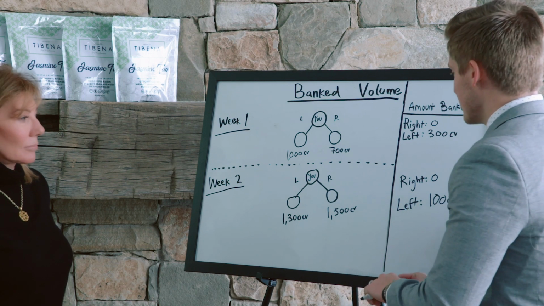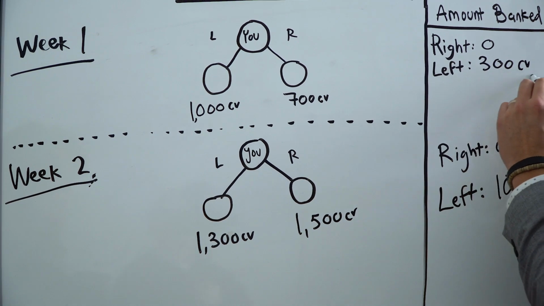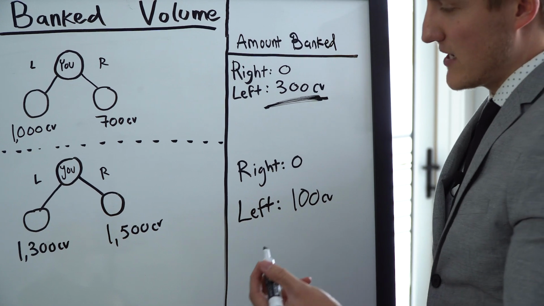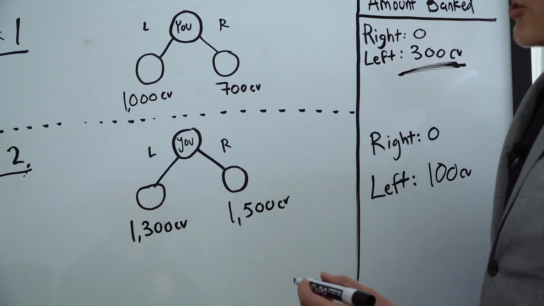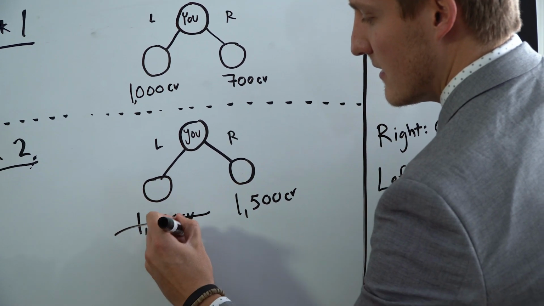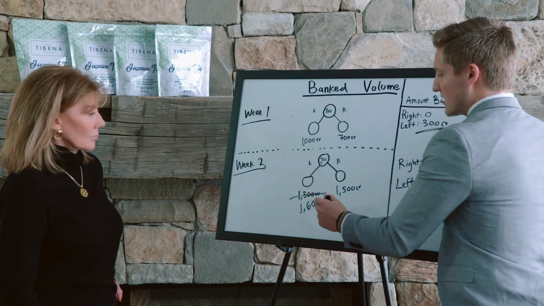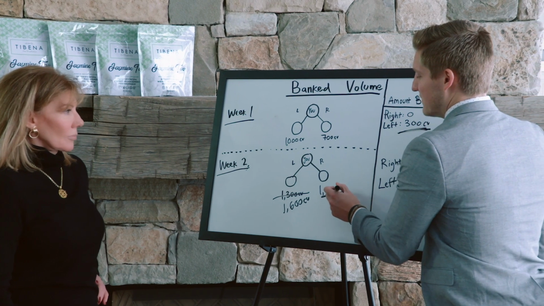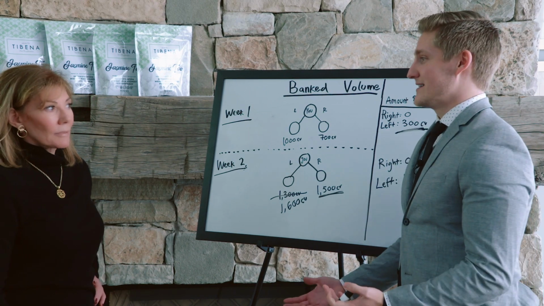What banked volume does is, in week two, it looks back to week one and sees that left has 300 CV banked in your savings account. So it looks at your left leg, sees that you did 1,300, and reads it as 1,600 CV: the 1,300 plus the 300. So now you're paid out on 1,500 rather than 1,300 for commissions. And that's how it helps.